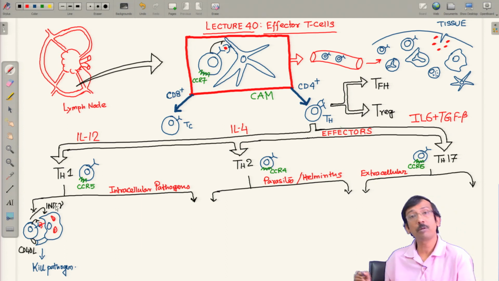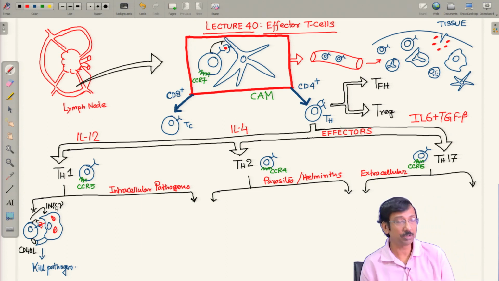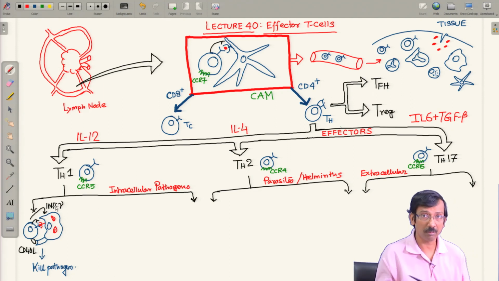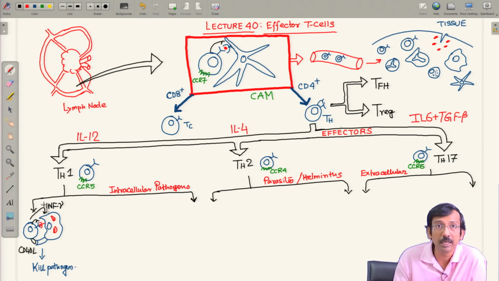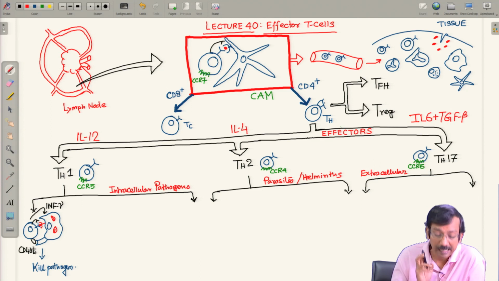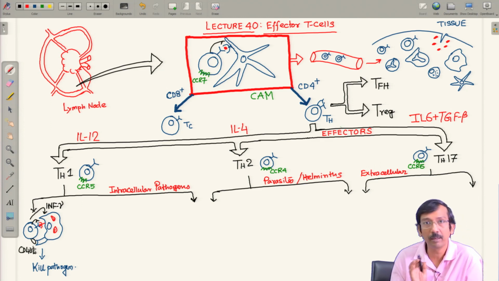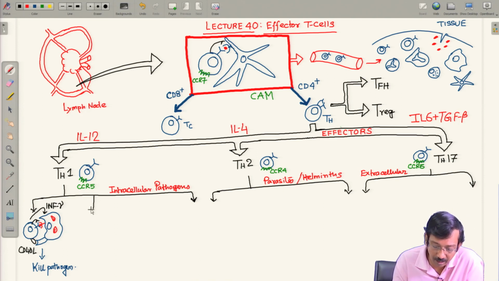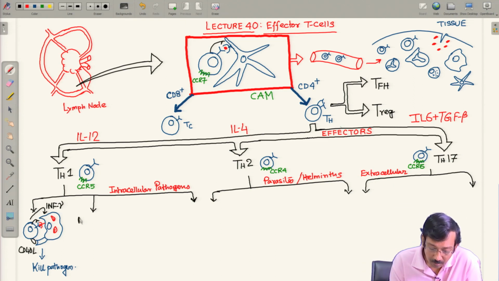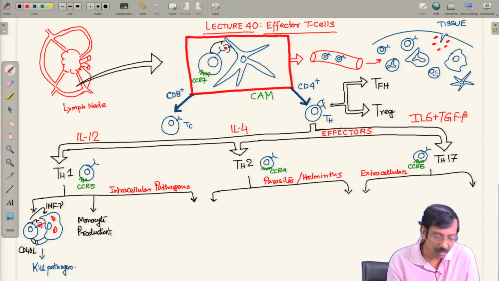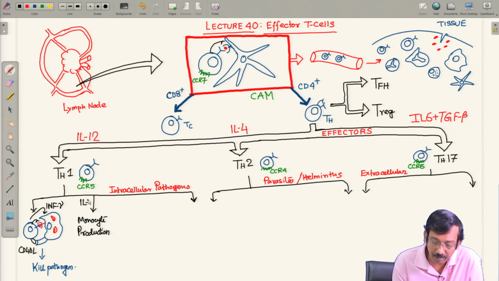So, IFN gamma, we will learn about these interferons and all the cytokines in our later classes very soon. So, they start to produce this interferon gamma, which has a very important role in activating these macrophages. So, now these macrophages become activated. A second mechanism by which these Th1 cells work is that they also increase the production of monocytes in the bone marrow, and that is primarily done due to cytokines like IL-3.